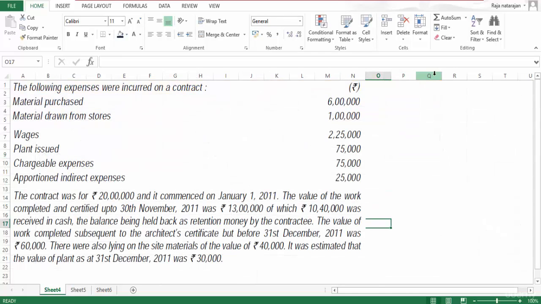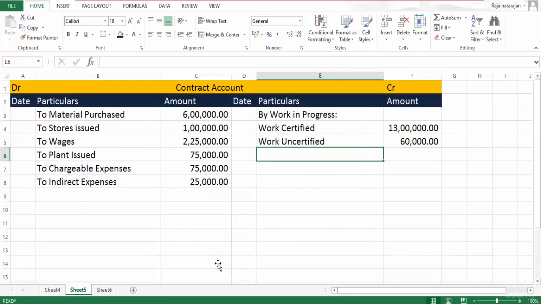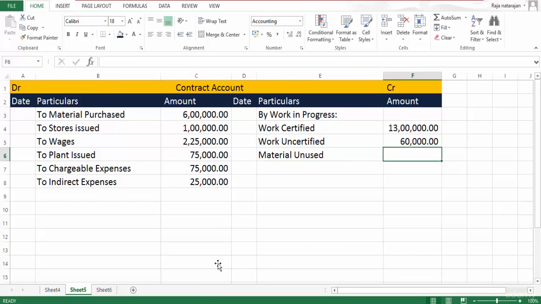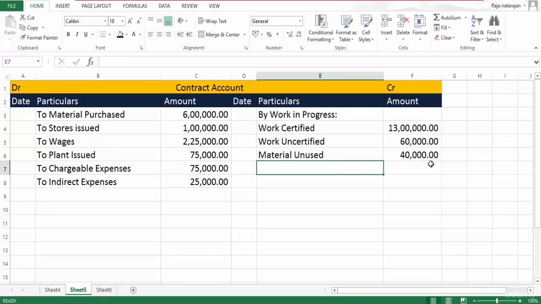Then we also have some more information, like there are still some materials which can be used in the next year, 40,000, and the plant value is 30,000 now. So let's capture that also. Material unused, which is 40,000. Now by passing this entry, we can conclude that material that got consumed is 6 lakh minus 40,000, which is only 5 lakh 60,000.